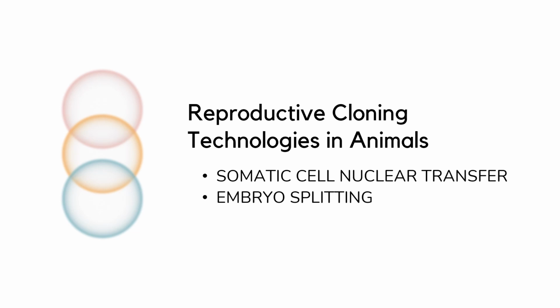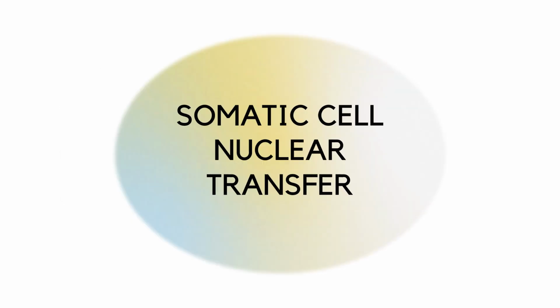Now let's look at some reproductive cloning technologies in animals. There are 2 types that I want you to know. So we're looking at somatic cell nuclear transfer and embryo splitting. Both are very, very interesting. Let's start with somatic cell nuclear transfer. Let's break down this name firstly. So somatic, we know, refers to non-reproductive cells, or somatic cell is a non-reproductive cell. Nuclear refers to a nucleus, and so we are transferring the nucleus of a somatic cell in this reproductive cloning technology.